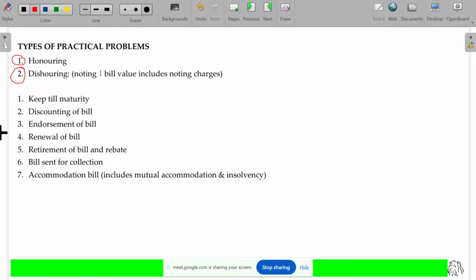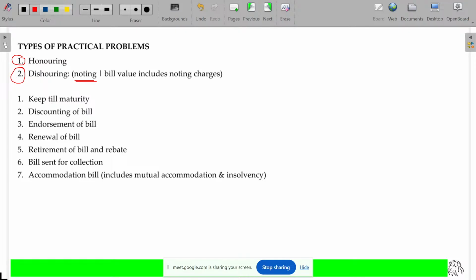That process is called noting. Hope you now understand the concept of noting. Noting is nothing but attesting that the bill is not honored properly. Done by whom? Notary public. Will it be involving any cost? Yes, that is called notary charges. Noting, notary public, and noting charges.